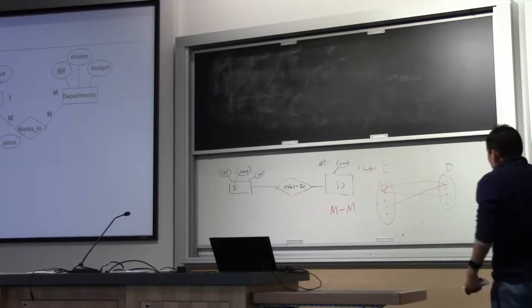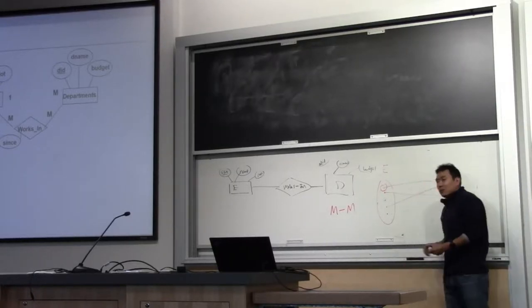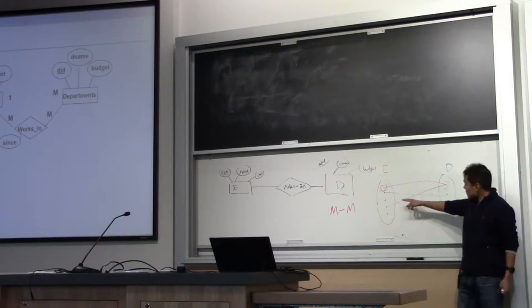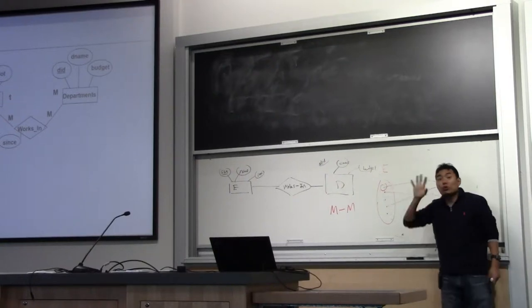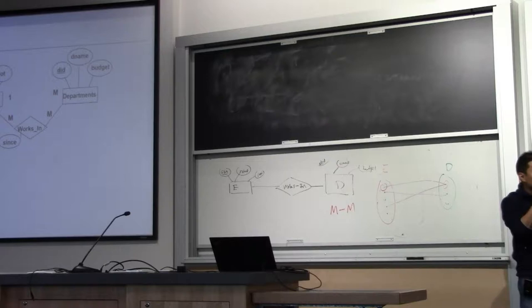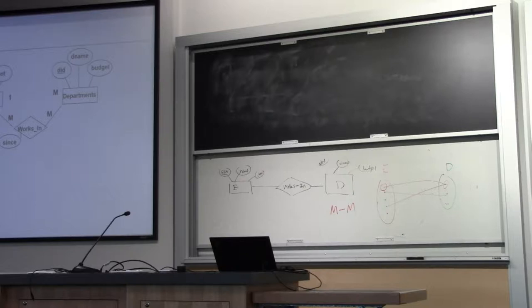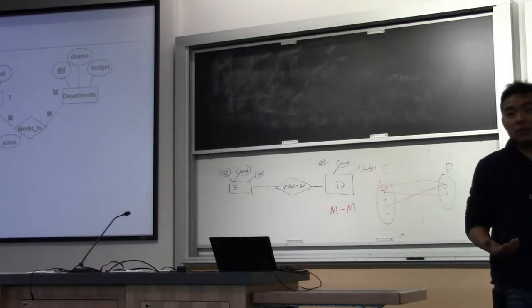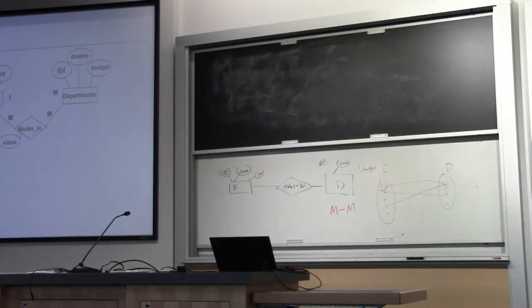And an even trickier example is, this means at most one, right? You are allowed to work for at most one department. At most one means I may work for a department or I may not work for any department. Make sense? What if I say you have to work for at least one department and you can only work for at most one department? So at least one and at most one.